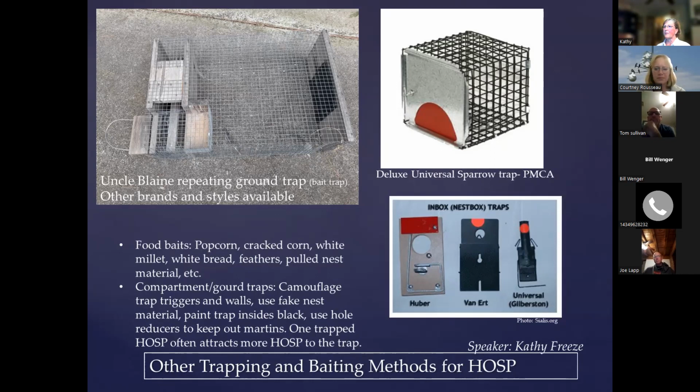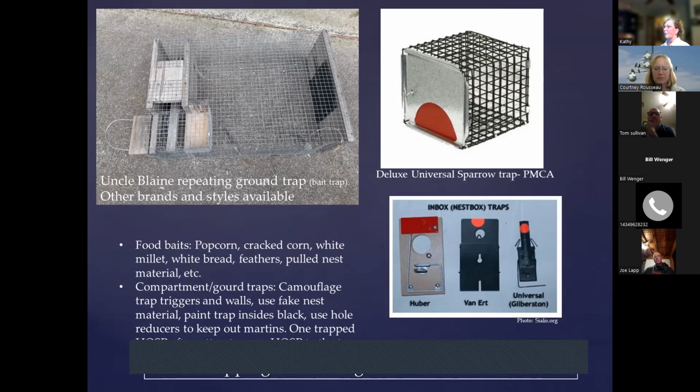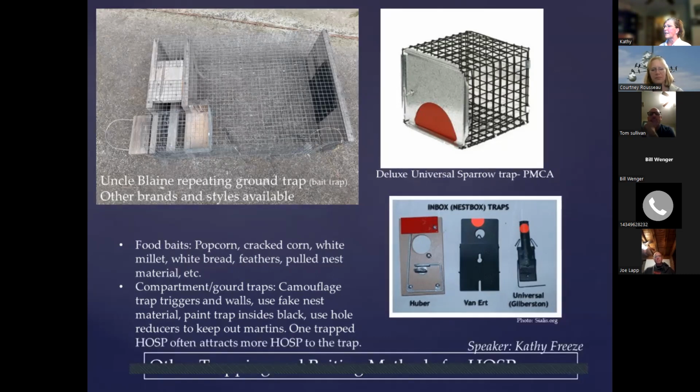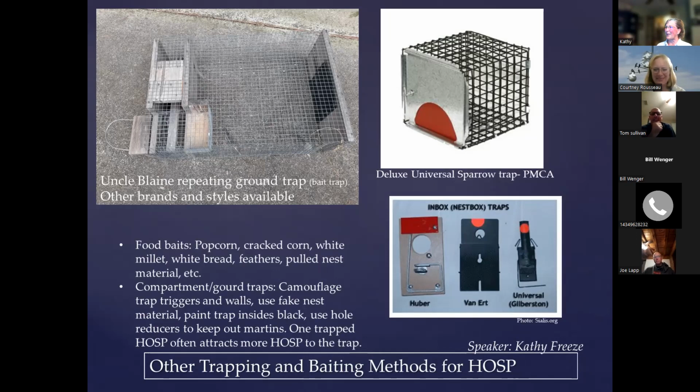Using these in combination, whenever you trap a house sparrow or a European starling in your bluebird box or your purple martin housing, if you take that bird and put it into your Uncle Blaine repeating ground trap, they will call in other birds. Not sure why. We're not sure if the house sparrow is calling for help or if he's just calling for other birds to come join him: I've got free food and water in here. By the way, make sure you put in water and food in there if you do put house sparrows in there, because they will absolutely draw in other house sparrows into your repeating ground trap.